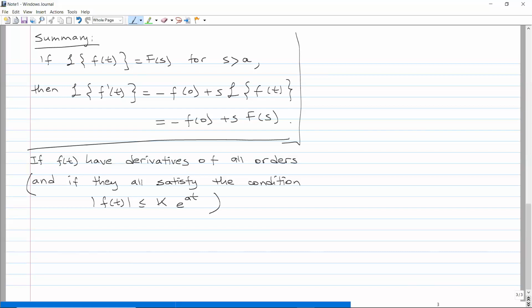So if our function has derivatives of all orders which satisfy this property so that the Laplace transform exists, then how do we compute, for example, the Laplace transform of the second derivative? Okay, so I'm going to use the above formula, because then we use the above formula repeatedly.